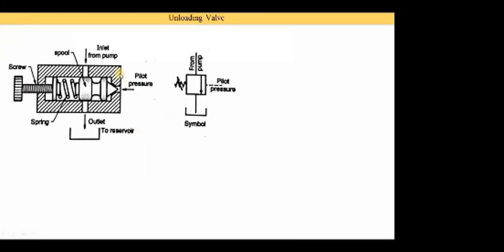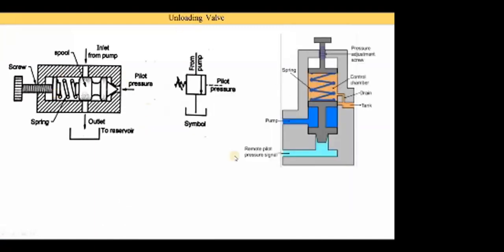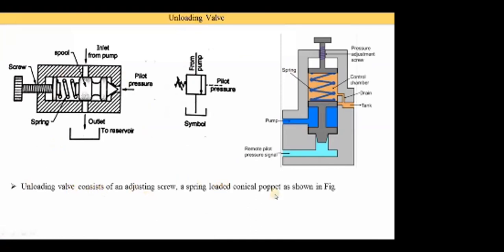So here you see the diagram of the unloading valve, and this is another image of the unloading valve. An unloading valve consists of an adjusting screw and a spring-loaded conical poppet, as shown in these figures. The adjusting screw is used to set the preset value of the pressure, and it is connected with the spring. The spring is connected with the spool, and finally the spool is connected with the conical poppet. Here you see the conical poppet, and this outer part is called the body.